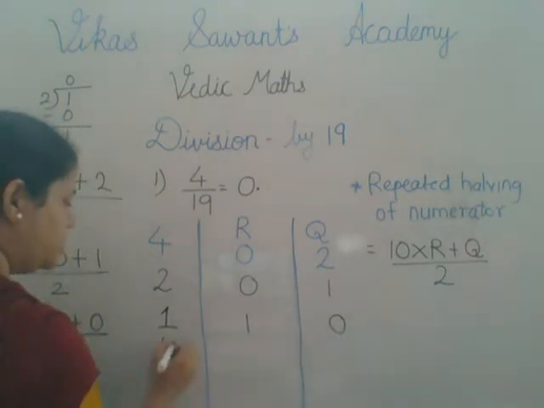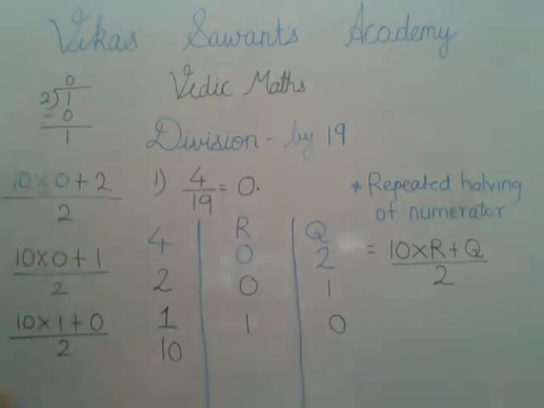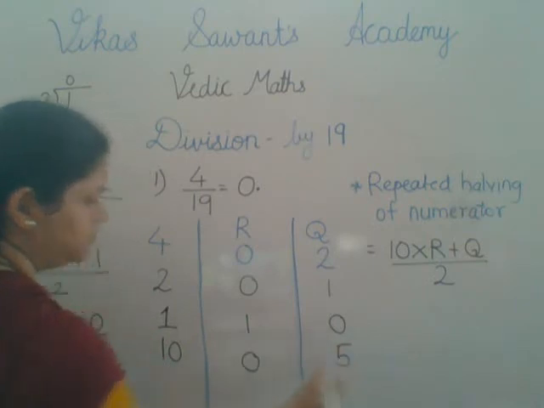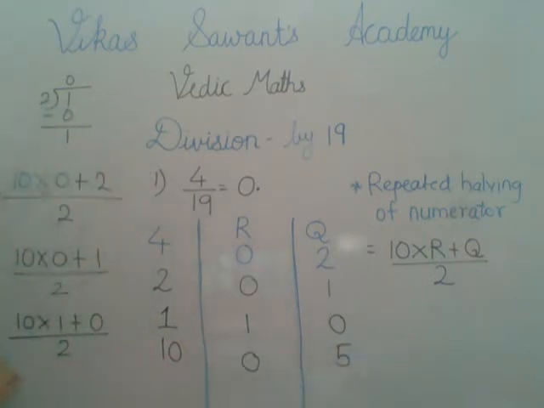So now the number has become 10 upon 2, with remainder as 0 and quotient as 5. Now again take this: 10 into the remainder, which is 0, plus quotient 5, divided by 2.